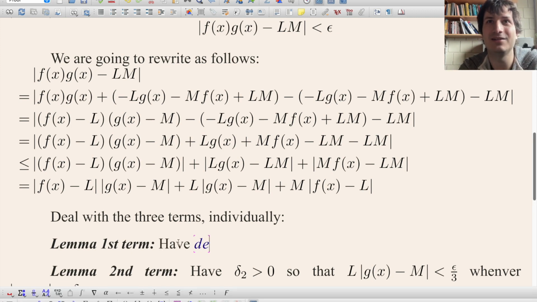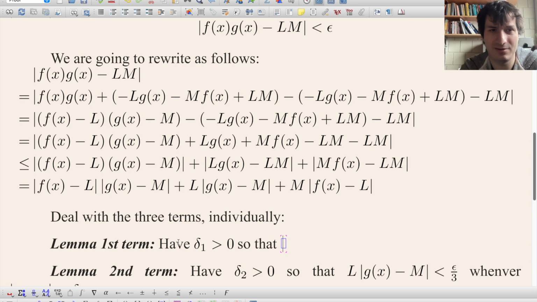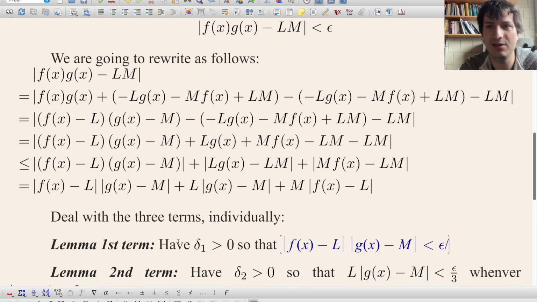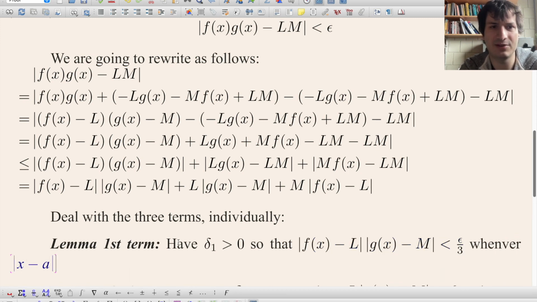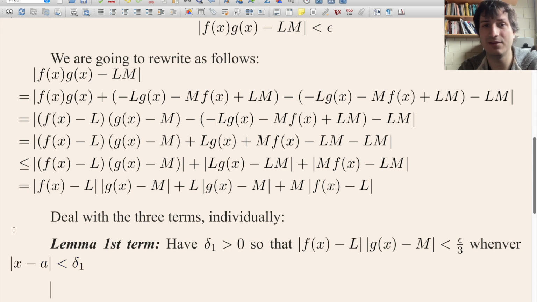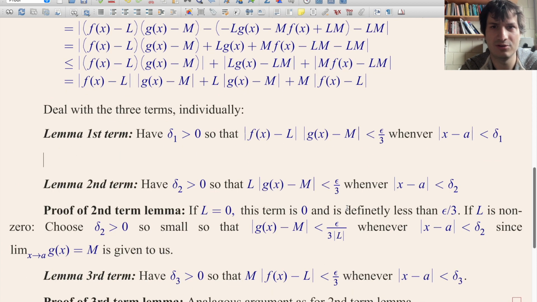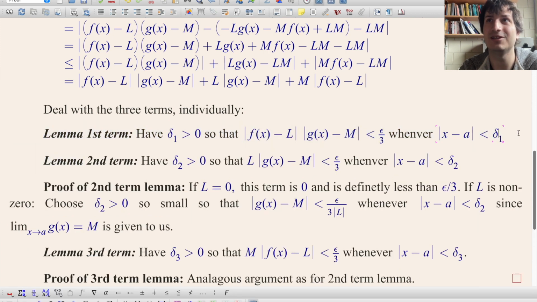So we're going to find delta 1, standing for first term, so that the absolute value of f of x minus L times the absolute value of g of x minus m is less than epsilon divided by 3 whenever the absolute value of x minus a is less than delta 1. So we find a delta 1 that makes the first term less than epsilon by 3. And if I do a couple little zoom outs, now it fits on one line, which is really nice.